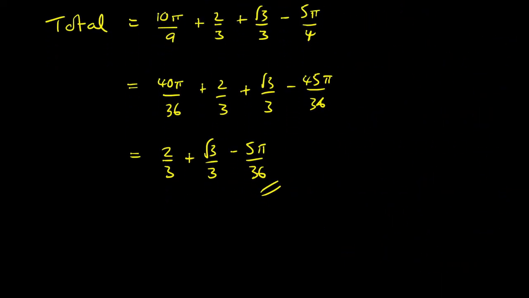So let me just check the mark scheme, see if that is the right answer. So question 11, 2/3 plus root 3 upon 3 minus 5 pi upon 36. And that is the right answer. Okay, quite a lot of work there.